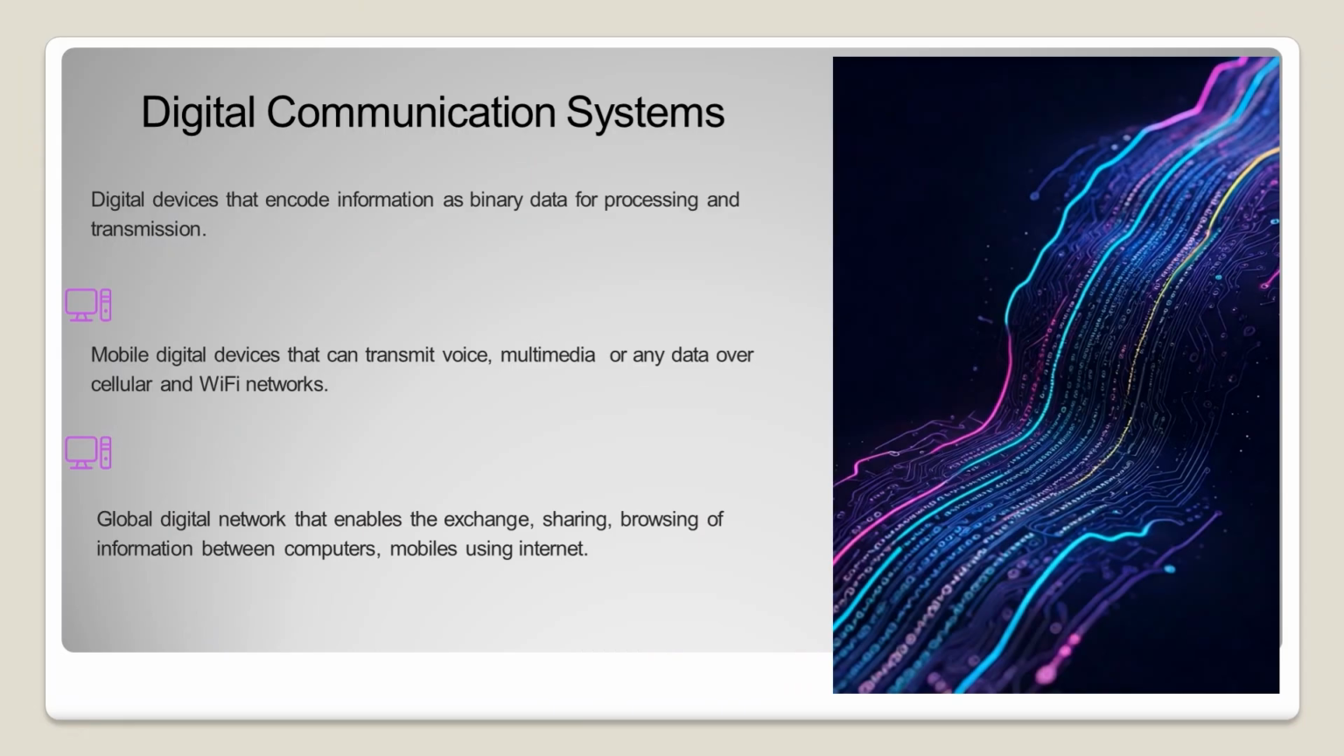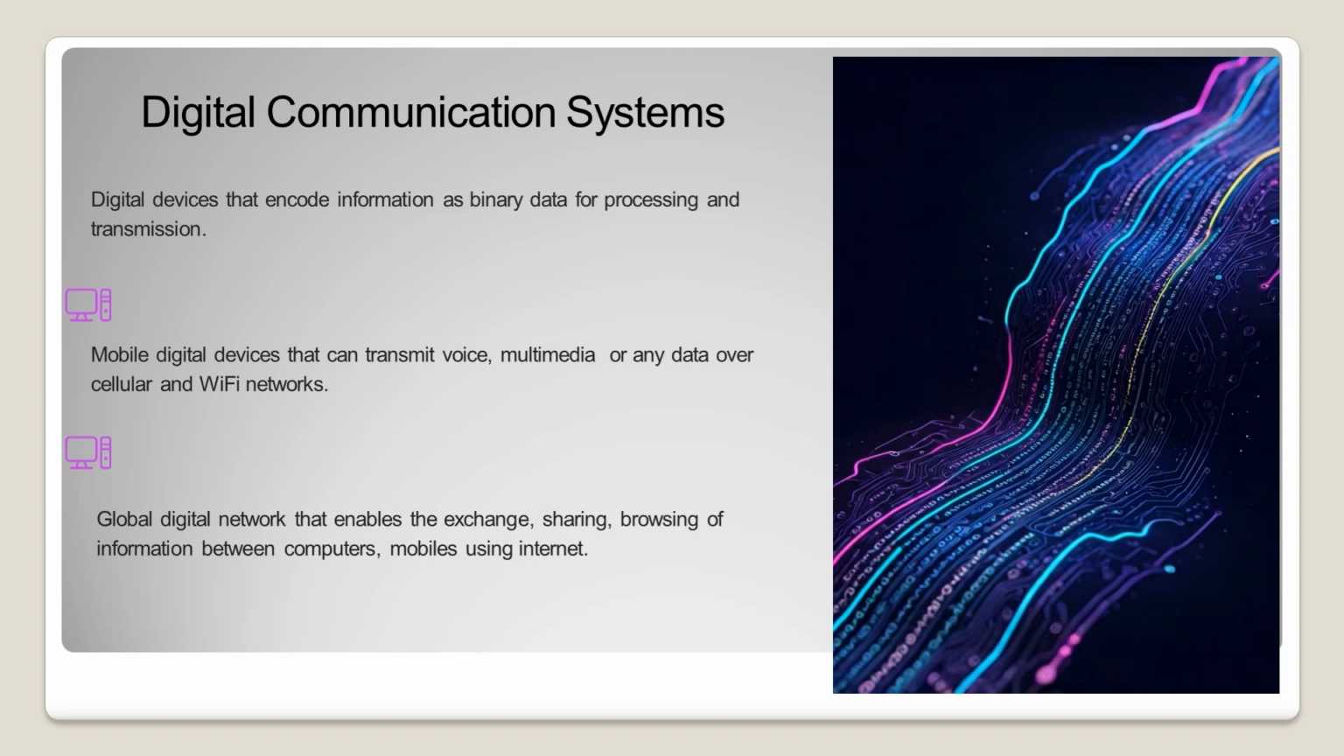The next type of communication system based on signal is the digital communication system. A digital communication system uses the signal in digitalized form. That means the signals are processed in terms of zeros and ones, which is called a binary coded system. Digital devices encode the information as binary data for processing and transmission.